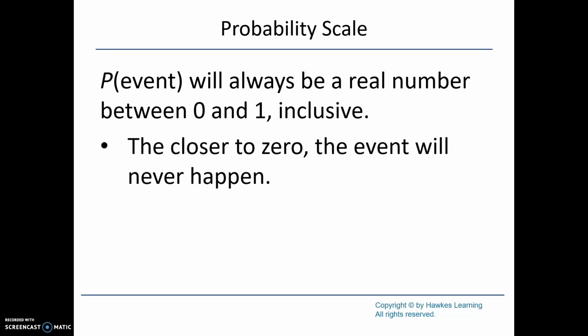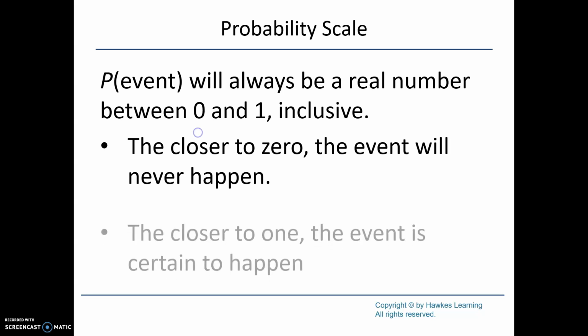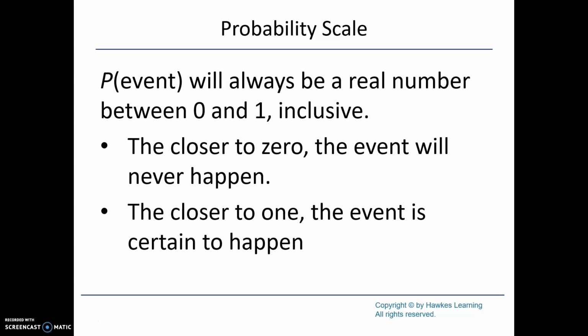The closer that probability is to 0, the less likely the event is to happen, and it will never happen at 0. Versus if it's closer to 1, the event is more likely to happen. At 1, it's certain to happen. If it falls right in the middle at 0.5, you're at 50-50.